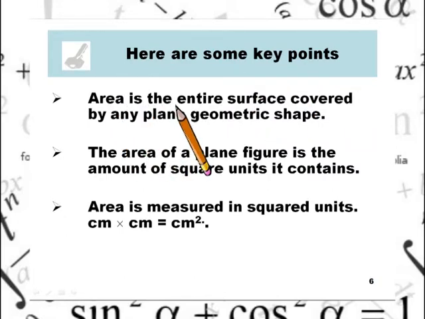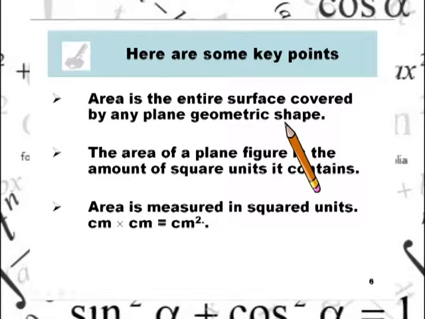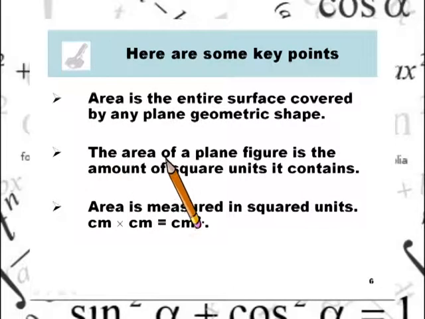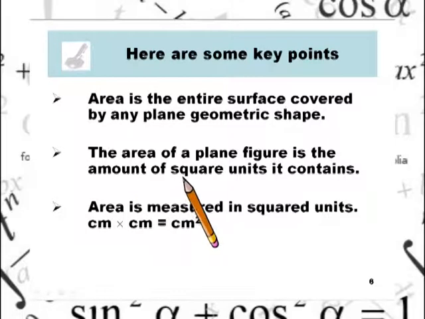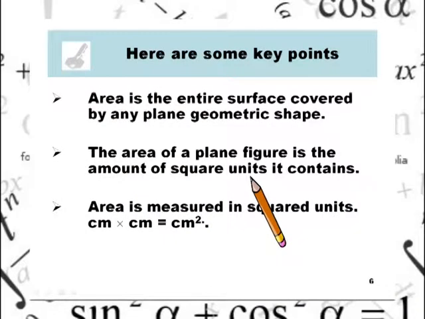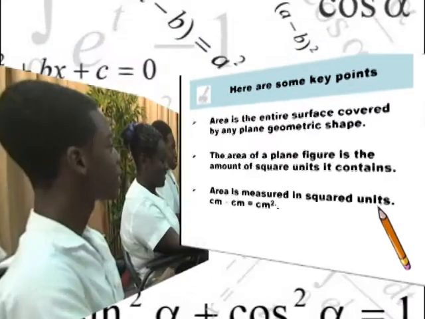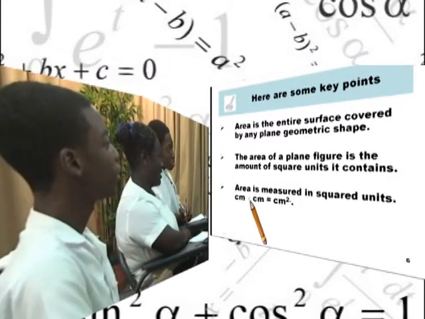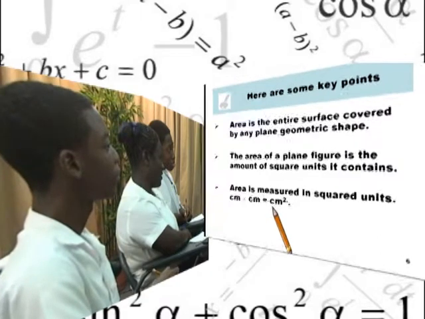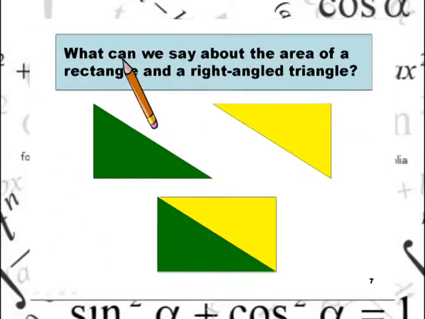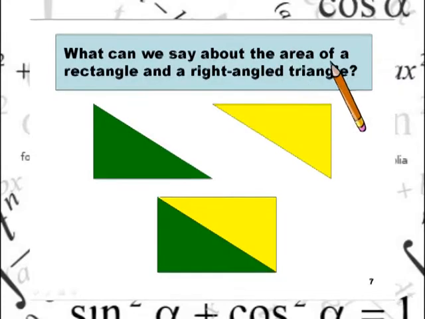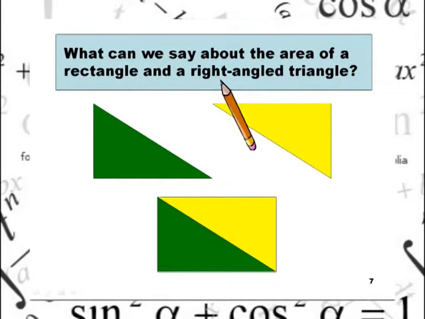Area is the entire surface covered by any plane geometric shape. The area of a plane figure is the amount of square units it contains. Area is measured in squared units. cm multiplied by cm equals cm squared. What can we say about the area of a rectangle and a right-angled triangle?